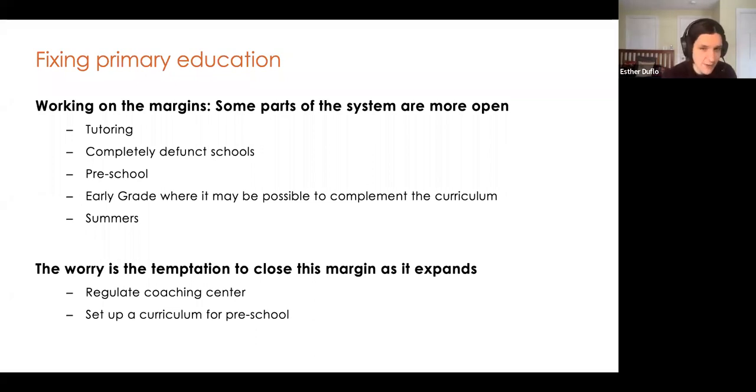The only worry with that, so I think this is hugely promising, and that's kind of the area where I spend most of my time on now. The only worry is the temptation to close this margin as it expands. The reason why the margin is open is to some extent because nobody has paid attention yet. But once everyone starts realizing that preschool is important, the worry is that you start setting up a curriculum for preschools and you regulate it away, and then you might suddenly find yourself with the same problems.